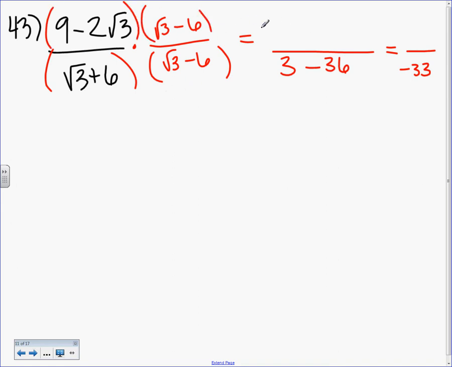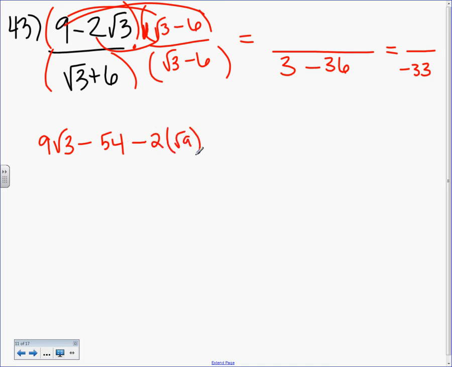I don't really have room over here, so I'm going to go to the bottom. So this is going to be 9 square root of 3, because it's really a 9 times the 1 there, okay? Minus, what's 9 times 6? 54. This is going to be a minus sign again. That's going to be 2 times square root of 9, if you want to go ahead and write it that way, okay? 2 negatives make it positive. That's 12 square root of 3.